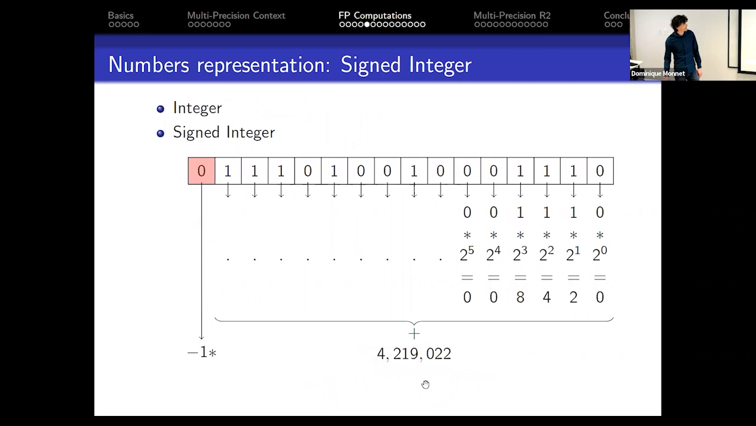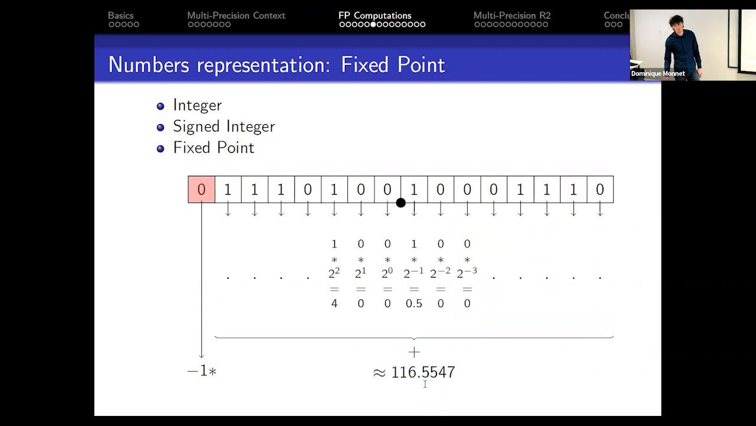What if I want negative integers? I'm going to use 1 bit to give me the sign of the integer. So the last bit here, if it's 0, it means the number is negative, and if it's 1, it means the number is positive.